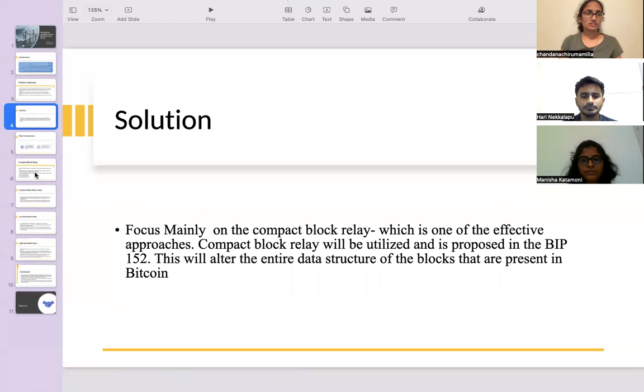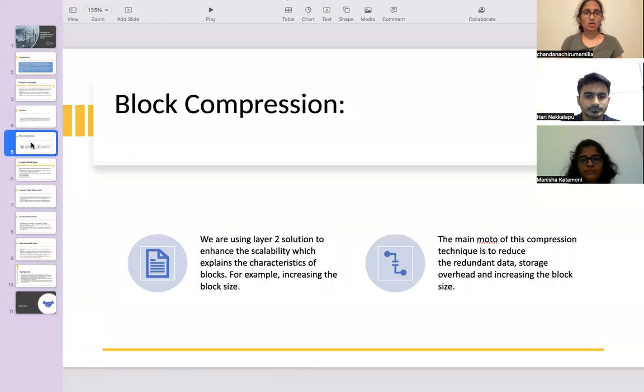Coming to the next slide, I would like to continue from block comparison. There are many solutions to enhance the scalability of blockchain, and these are categorized into three layers: layer 0, layer 1, and layer 2. Layer 0 focuses mainly on data propagation. Layer 1 focuses on solutions concerning the features of the block data, while layer 2 covers solutions which include the crossing characteristics.